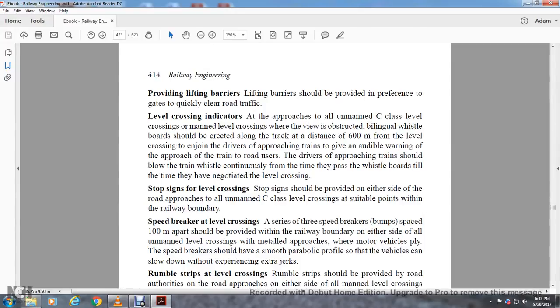Whistle boards should be erected along the track at a distance of about 600 meters from the level crossing, to warn the drivers approaching the train to give an audible warning of the approach of the train. Drivers approaching should blow the whistle continuously from the time they pass the whistle board till the time they have negotiated the crossing.